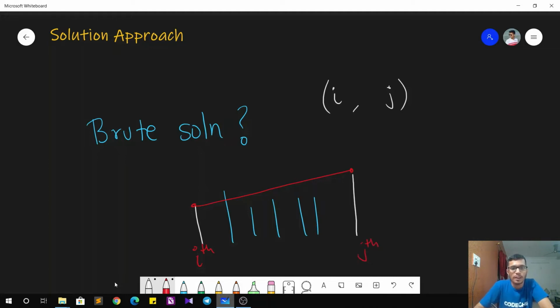So as you might have guessed by now, the complexity of this solution would definitely be O(n^3), right? Because n^2 complexity for running a loop over all i and j pairs, plus for each of these pairs, we have to check all the segments in between if they intersect this line, right? So n complexity for that. So n^2 into n, O(n^3).